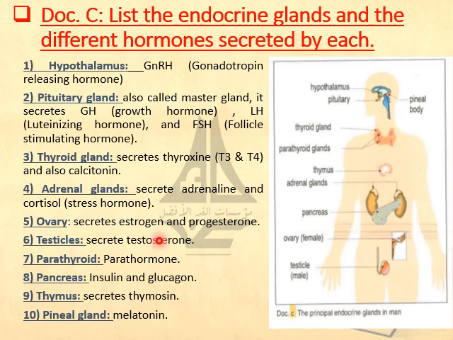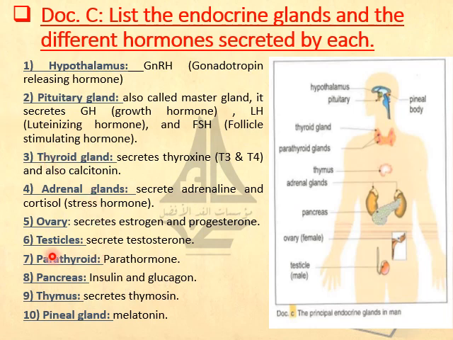The testicles in our body secrete the male hormone testosterone. It's important in the development of the male reproductive organs, as well as responsible for promoting the secondary sexual characteristics in males. And with respect to the parathyroid gland, it secretes parathormone.